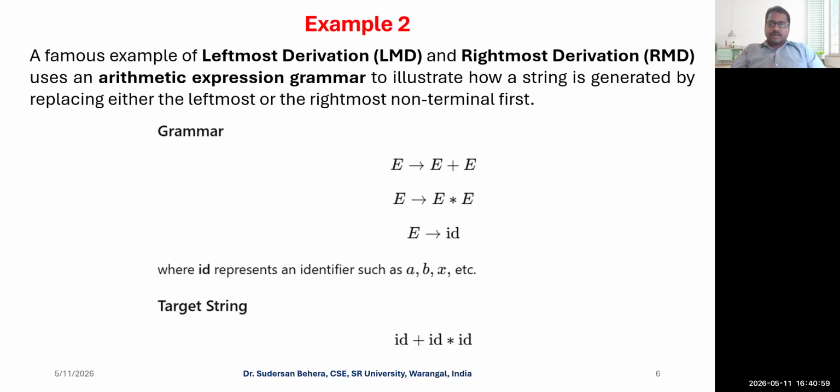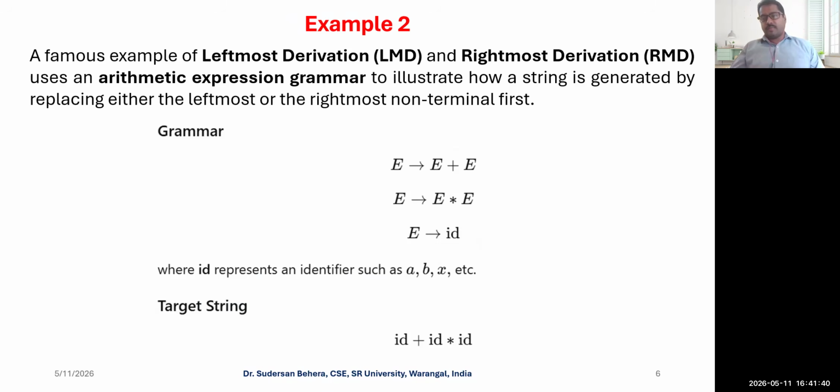What is the start symbol of the grammar here? It is E. How many non-terminals are present? Only one non-terminal, that is E. And how many terminals are present? One is plus, one is into, because they are operators. Operators, identifiers, small case letters, and special symbols all come under terminals. So plus is a terminal symbol, into is a terminal symbol, and ID is another terminal symbol. And what is the target string? The target string is ID plus ID into ID.